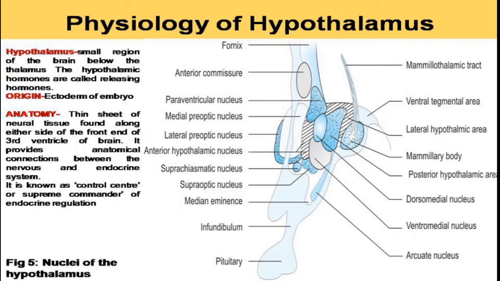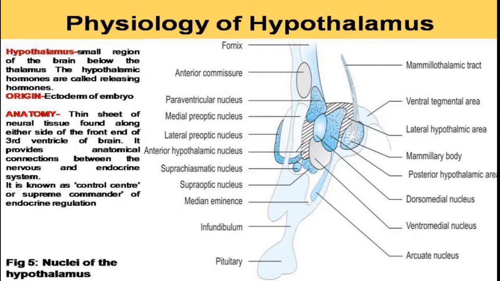Let's see its anatomy. The hypothalamus is located below the thalamus, and it is a thin sheet of neural tissue found along either side of the front end of the third ventricle of the brain. It provides anatomical connections between the nervous and endocrine systems. It is also known as the control center or the supreme commander of endocrine glands, as it has a special structural and functional relationship with the pituitary gland.